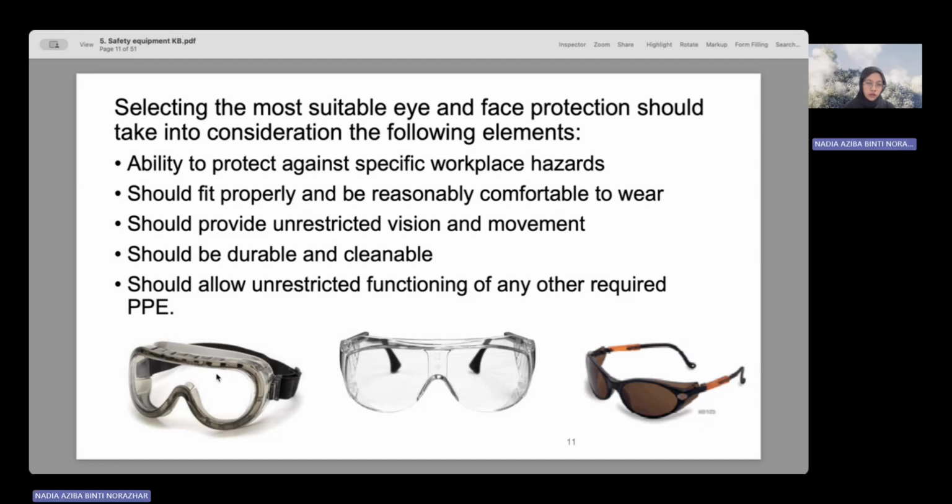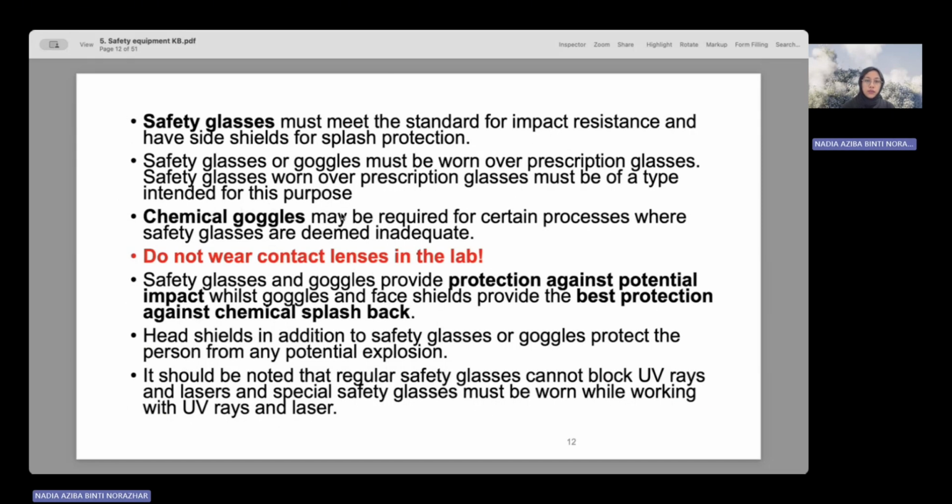If we wear the goggles, it will provide a snug fit on our eyes, so it can prevent any particulates or chemicals from coming in between and coming in contact with your eyes. Safety glasses must meet the standard for impact resistance and have side shields for splash protection. Safety glasses or goggles must be worn over prescription glasses, and those worn over prescription glasses must be of the type intended for this purpose.